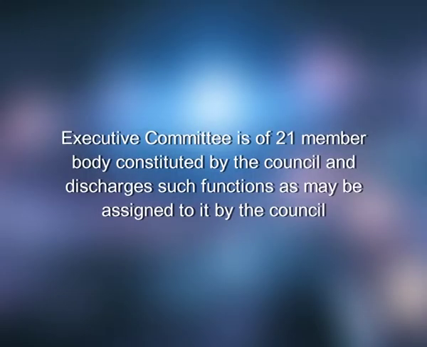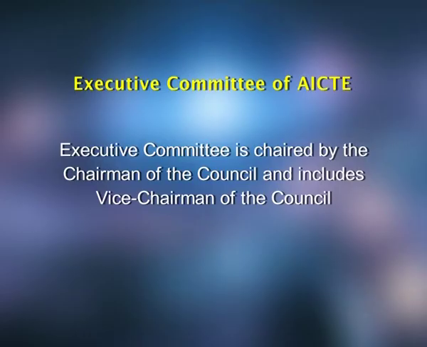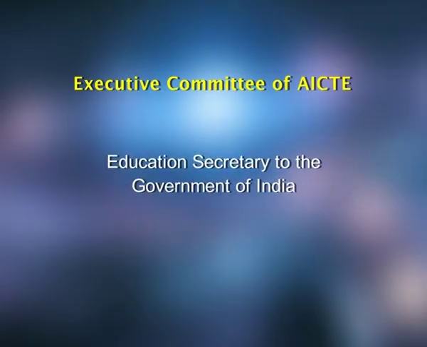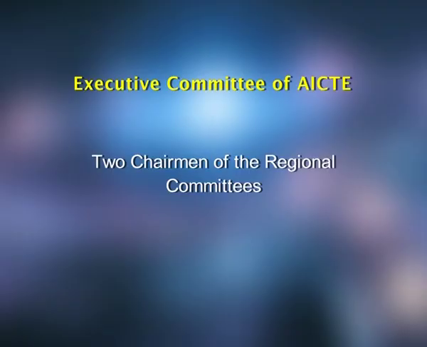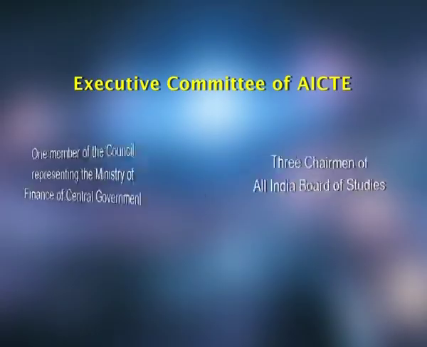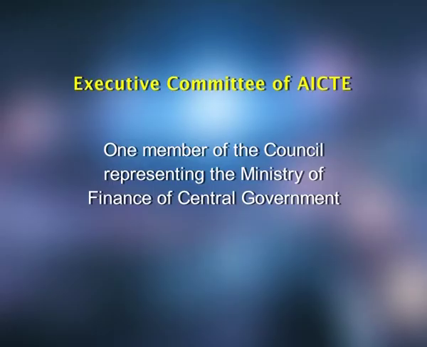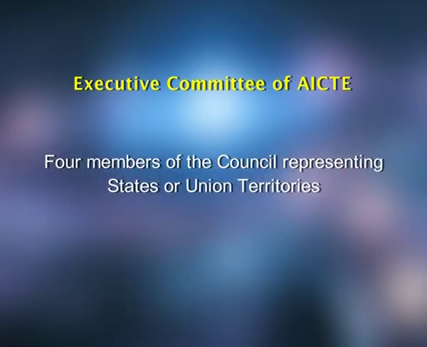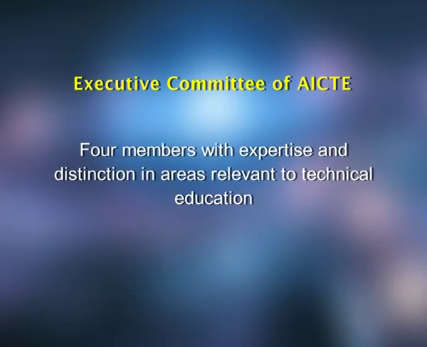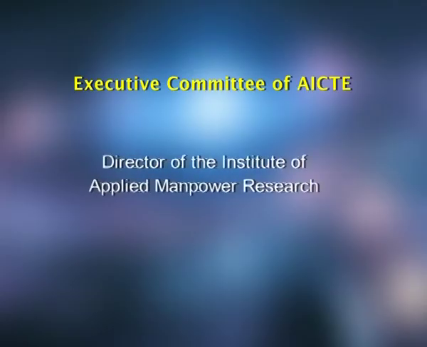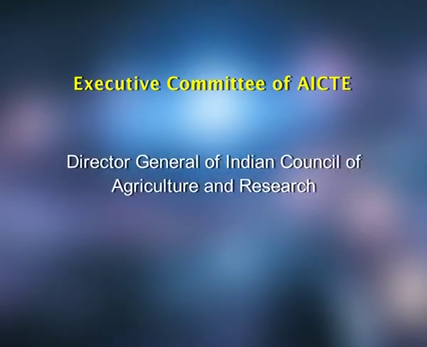The Executive Committee is of 21-member body constituted by the Council and discharges such functions as may be assigned to it by the Council. The Executive Committee is chaired by the Chairman of the Council and includes Vice Chairman of the Council, Education Secretary to the Government of India, 2 Chairmen of the Regional Committees, 3 Chairmen of the All India Board of Studies, 1 member of the Council representing the Ministry of Finance of Central Government, 4 members of the Council representing states or union territories, 4 members with expertise and distinction in areas relevant to technical education, Chairman of the University Grants Commission, Director of the Institute of Applied Manpower Research, Director General of Indian Council of Agriculture and Research.